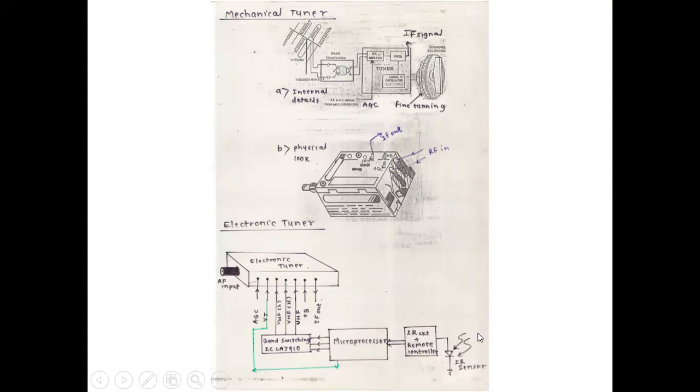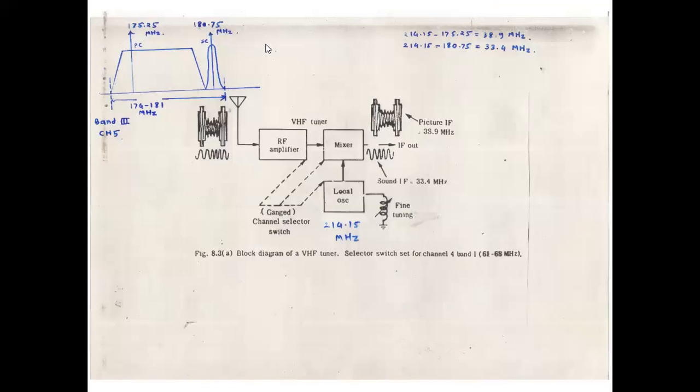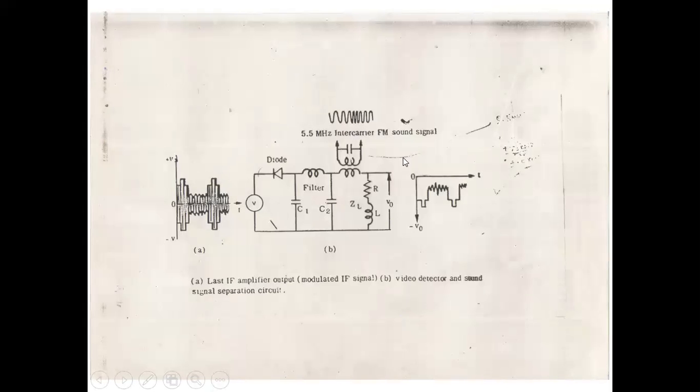So nowadays, an infrared-controlled transceiver is being used to select or tune the channel. Next, this is the RF amplifier, mixer, and local oscillator. This is the very first block of your black and white television receiver. Then next is the video detector.